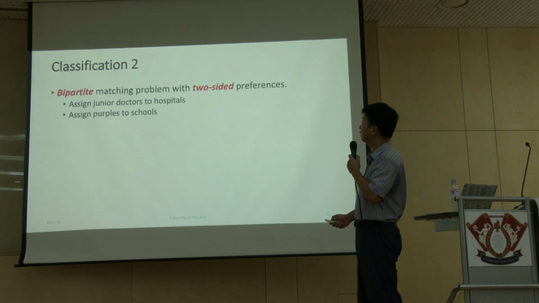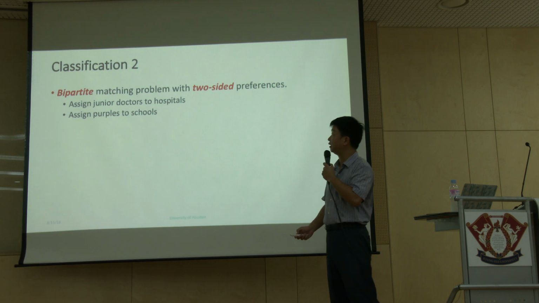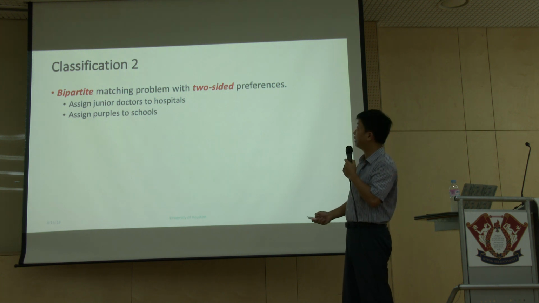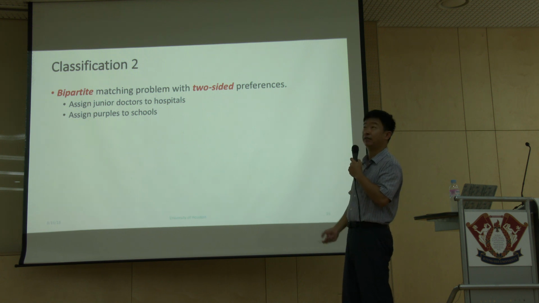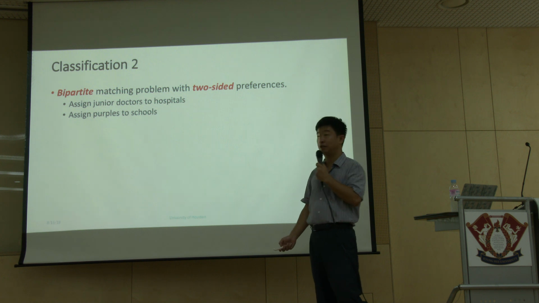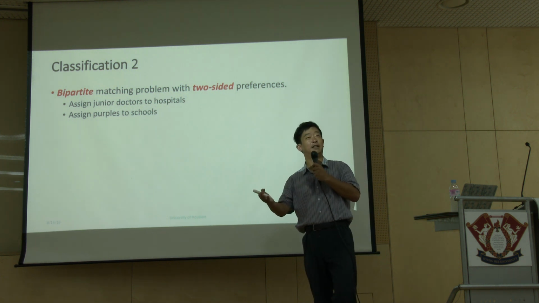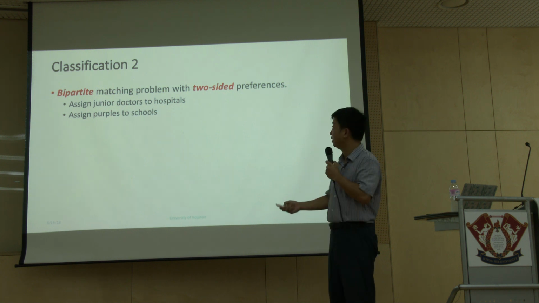Okay. Another type of classification is this: you have bipartite matching. So basically, you have two sides, and both sides have preferences. For example, stable marriage. You have your preference for ladies, and ladies have preferences for you as well.